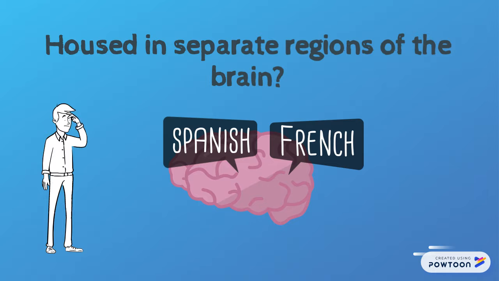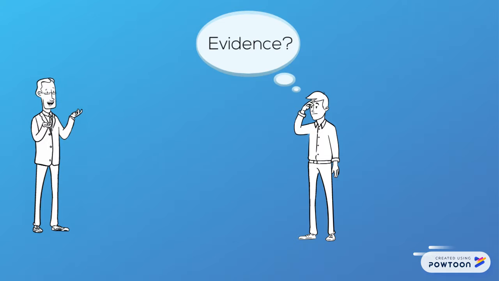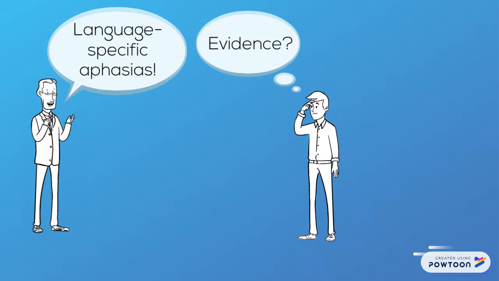If this is true, we would expect that Spanish and French could be selectively impaired. Spanish could be affected by an impairment and leave French unimpaired, or vice versa. Do we have any evidence for this theory? In fact, we do. Support for separate multilingual representations has come from language-specific aphasias, in which a bilingual loses the ability to use one language while maintaining use of the other.